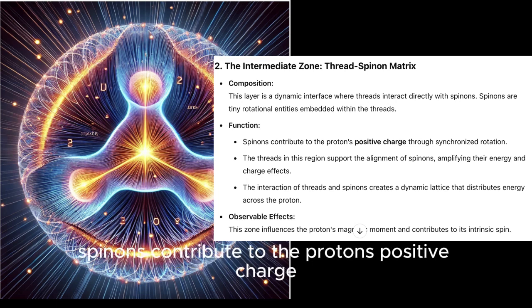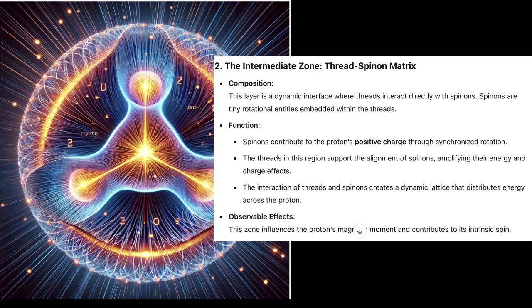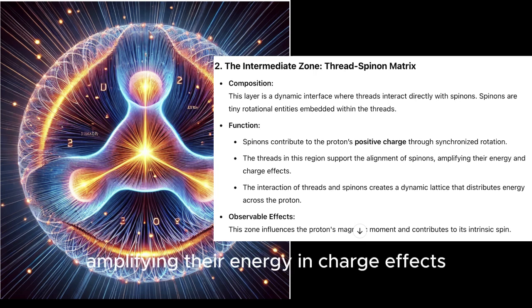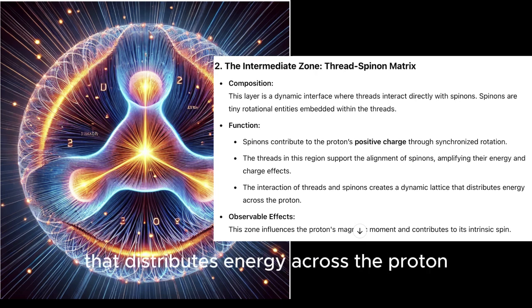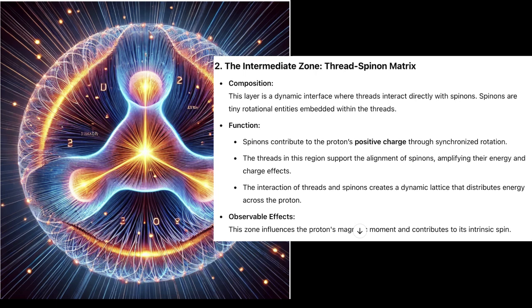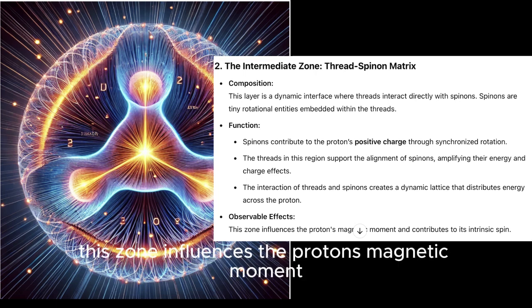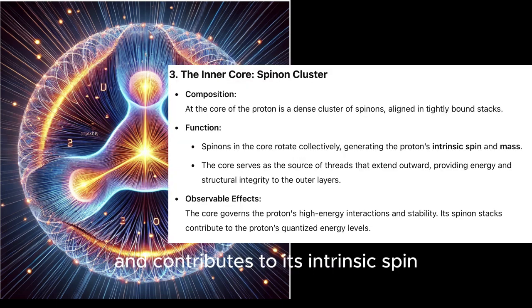Function. Spinons contribute to the proton's positive charge through synchronized rotation. The threads in this region support the alignment of spinons, amplifying their energy and charge effects. The interaction of threads and spinons creates a dynamic lattice that distributes energy across the proton. Observable effects. This zone influences the proton's magnetic moment and contributes to its intrinsic spin.